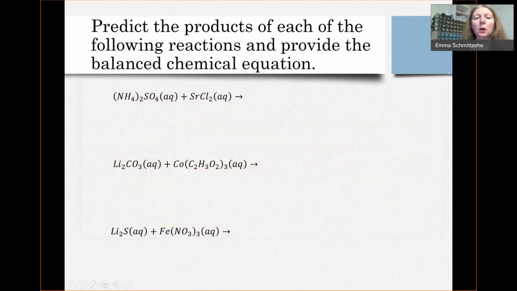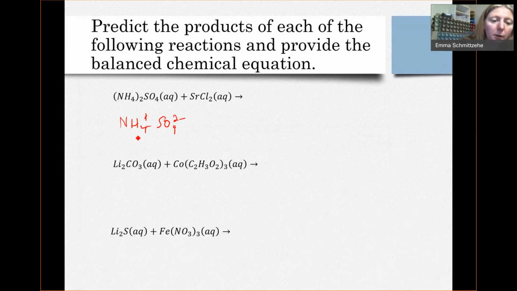So let's do a few more predicting products of reactions, okay? So here I say predict the products of each of the following reactions and provide the balanced chemical equation. So here I've got ammonium sulfate and strontium chloride. So the first thing you want to do is split it up into ions. So ammonium sulfate is made up of NH4+ and SO4 2-.